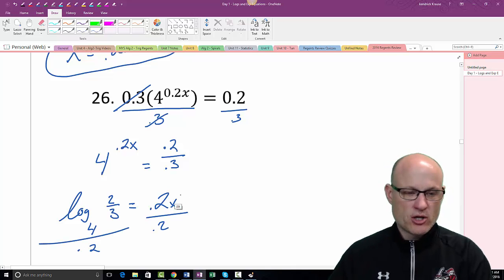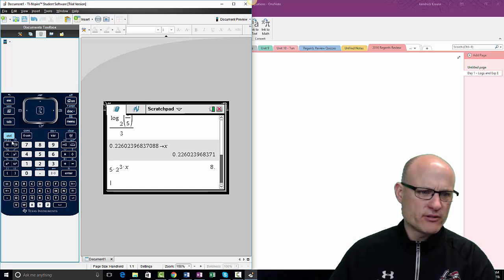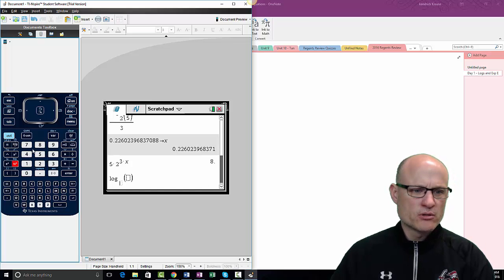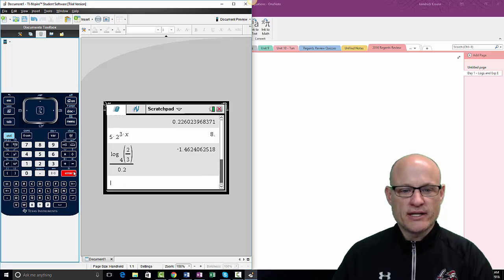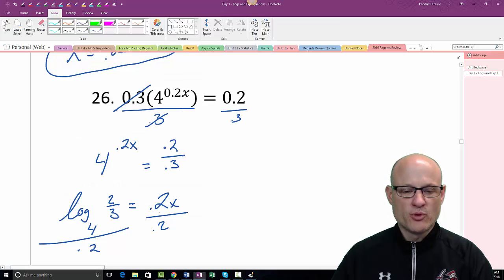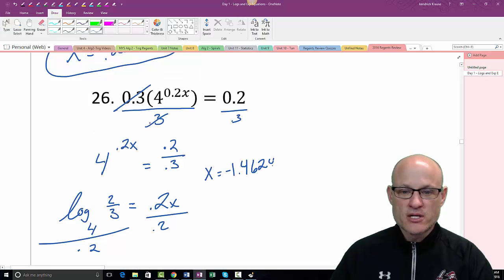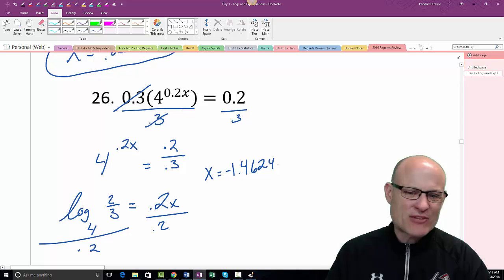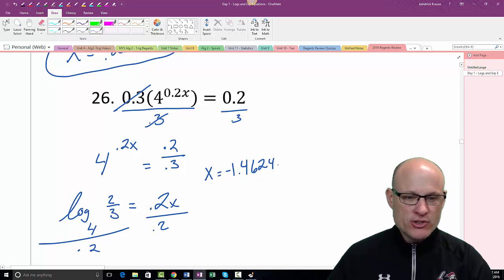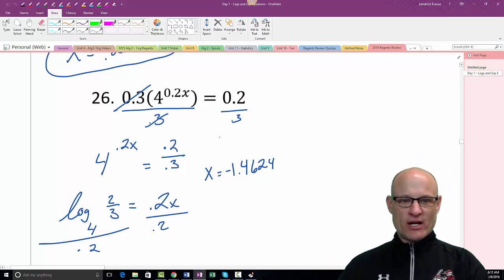So I get log base 4. Good thing I found this calculator. Control log base 4 of 2 divided by 3 divided by 0.2. And I get -1 so I get x equals -1.4624. That's good enough for now. Normally on the Regents, you want to give 6 decimal places at a minimum. Usually if it doesn't tell you to round, you don't round. You can always check that.